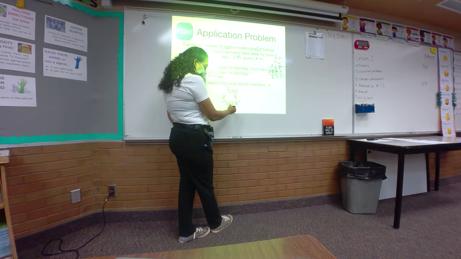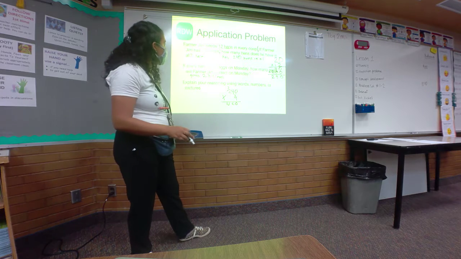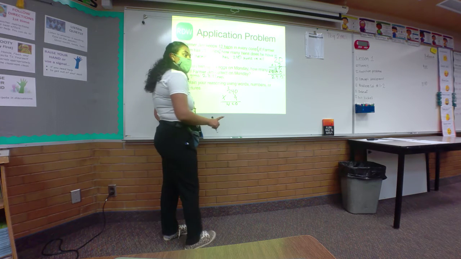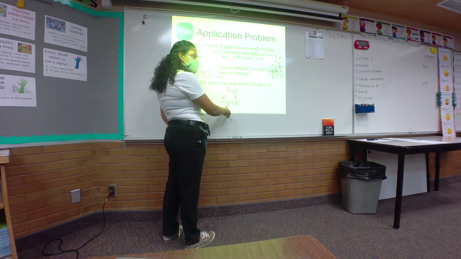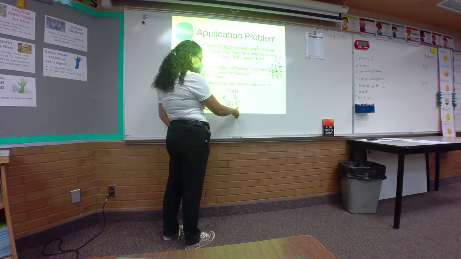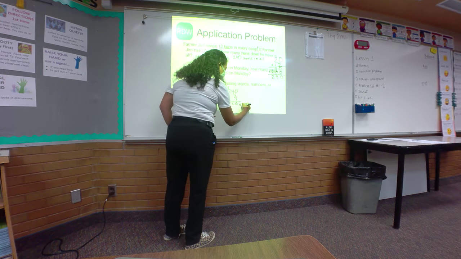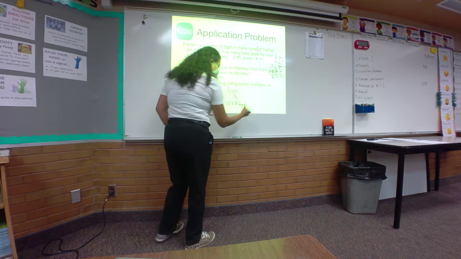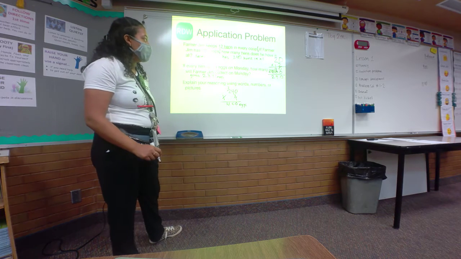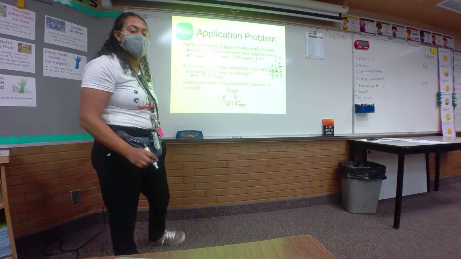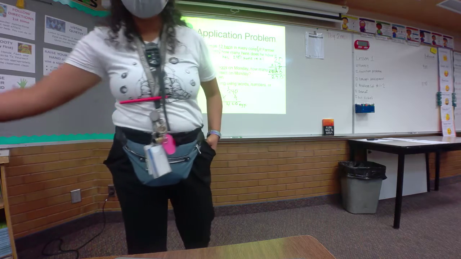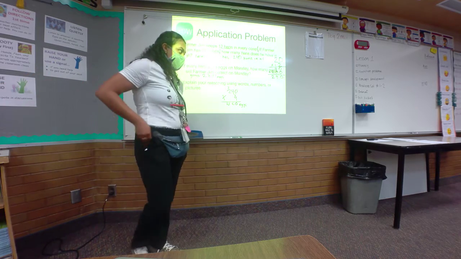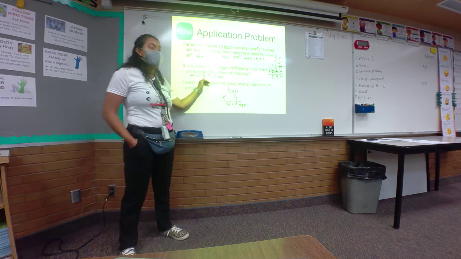So how many eggs will Farmer Jim have? Noah? 2,160 eggs. I was close. Now we need a period. That's a lot of eggs, which means hopefully he's going to get a lot of money for them. He can start his own egg place. Any questions?